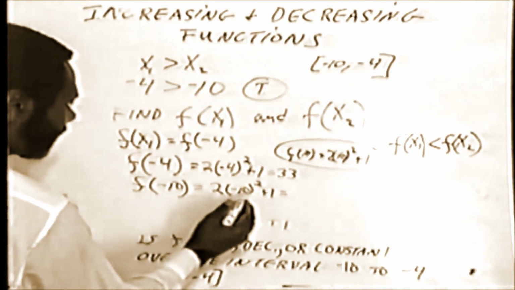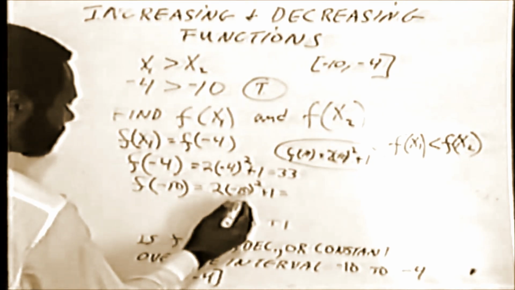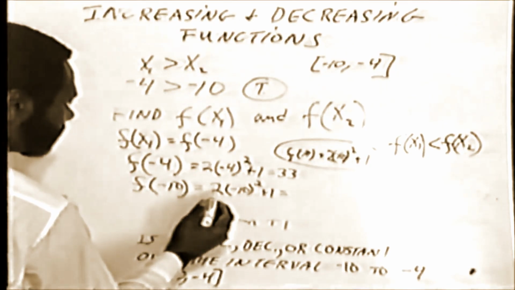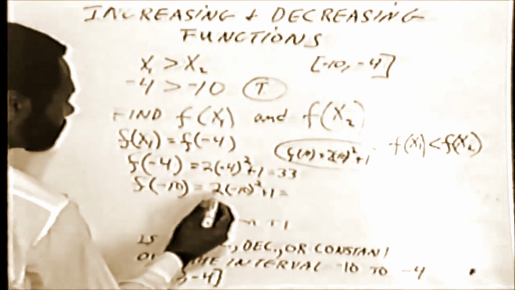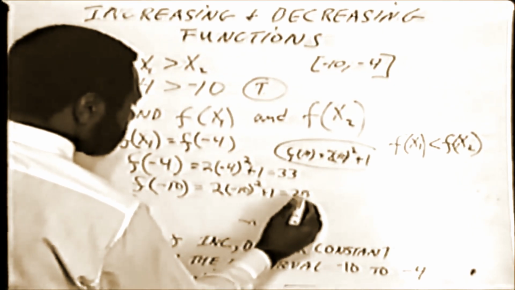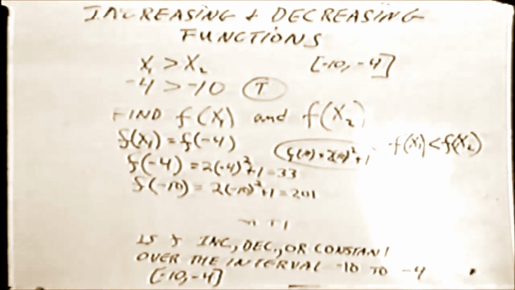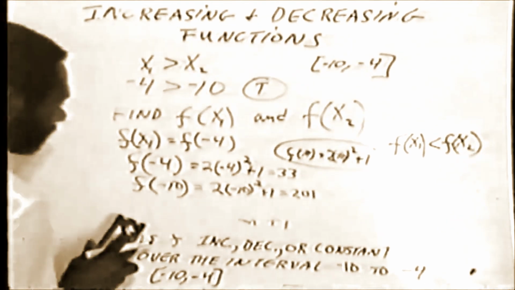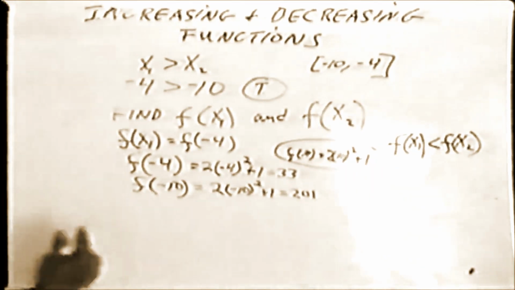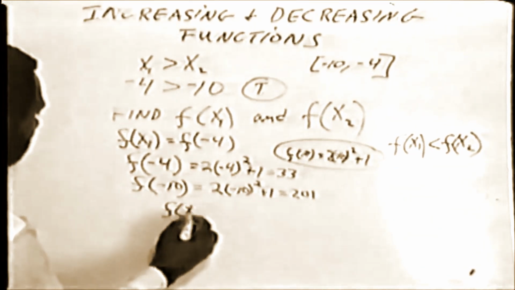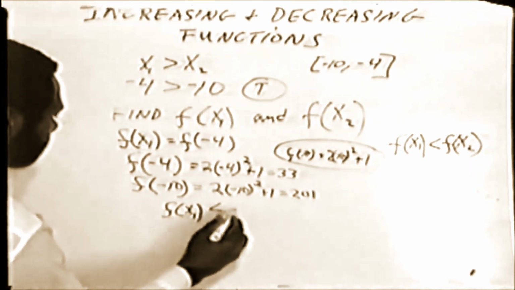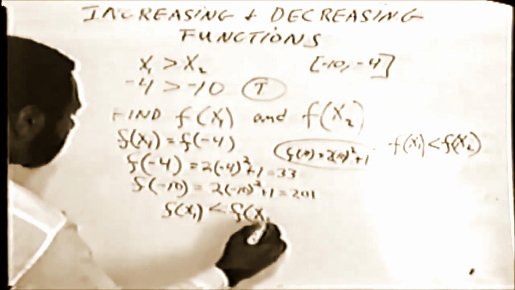Negative 10 squared is what? 100, right? 100 times 2 is 200, plus 1 would give us 201. So that's what f of negative 10 is equal to. Now, we have found f of x of 1, and we have found f of x of 2.